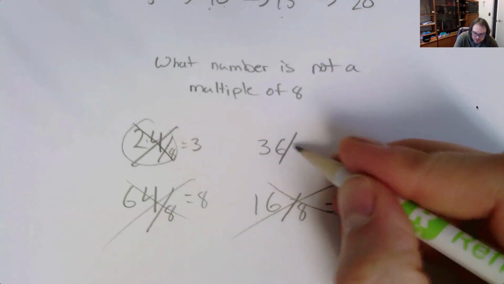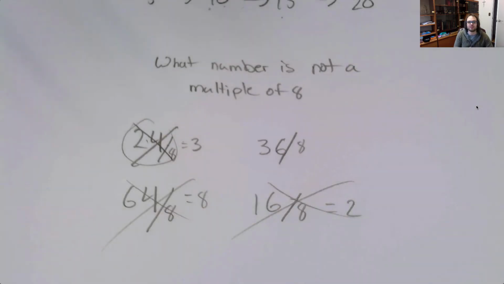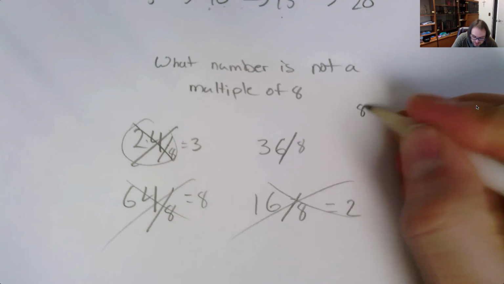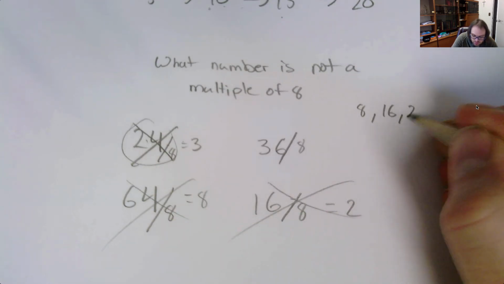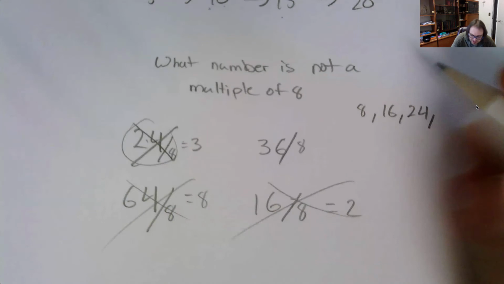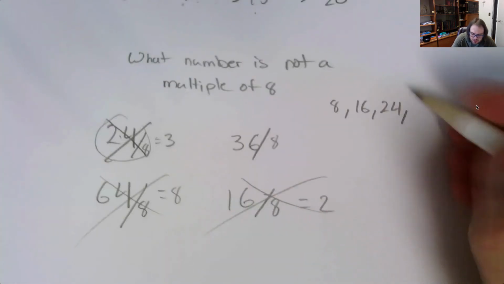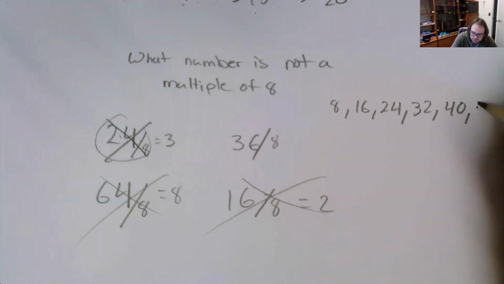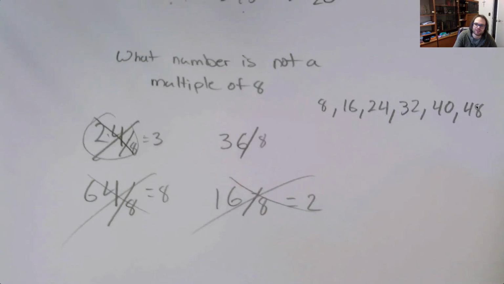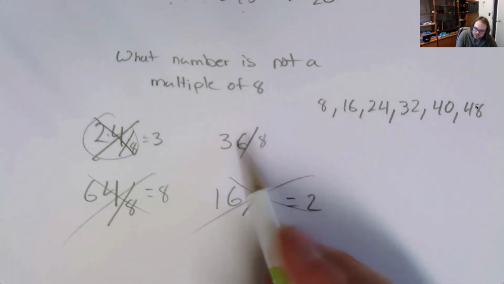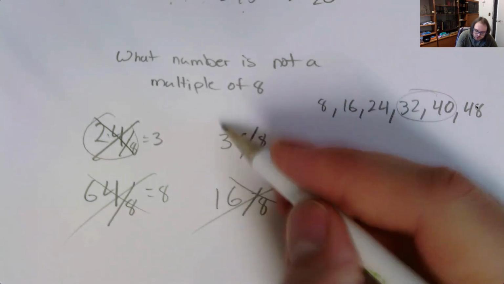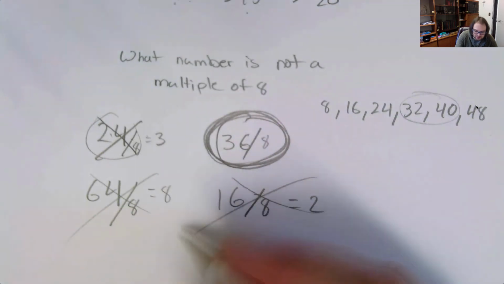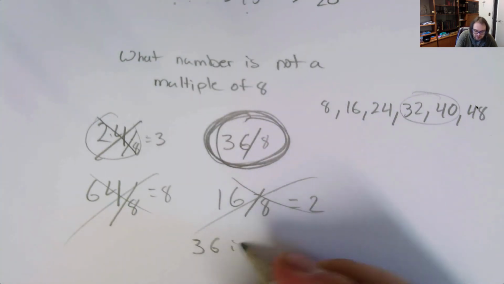36. Can 36 be divided by 8? Well, let's double check that. So if I look at my multiples of 8, I'm going to have 8, 16, 24. I just keep on adding 8 every time. 32, 40, 48. Now I'm looking at this here. 36 is in between there. So this is not a multiple. This is my answer. 36 is not a multiple of 8.